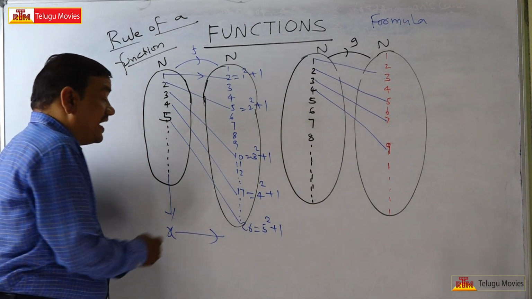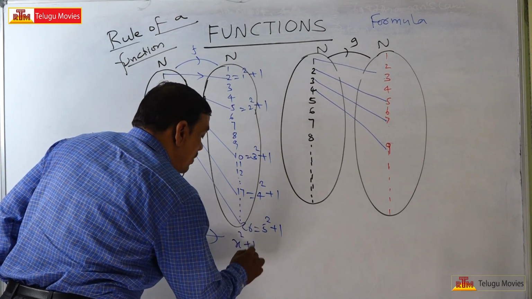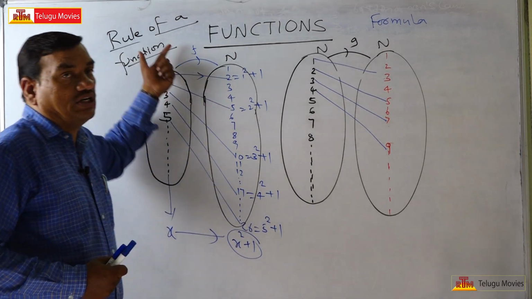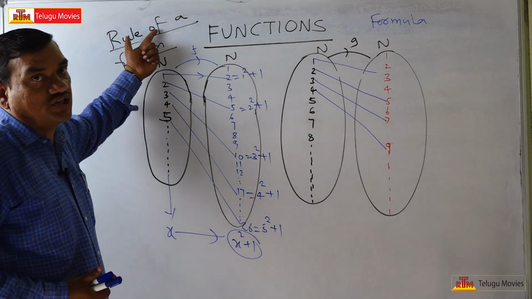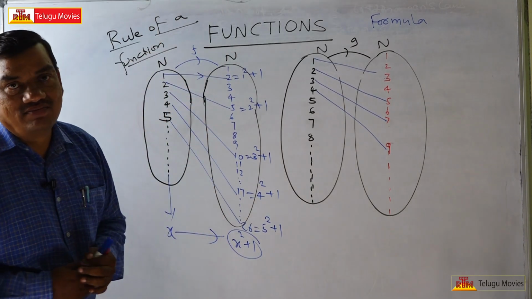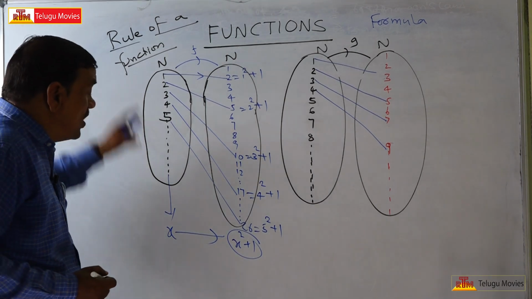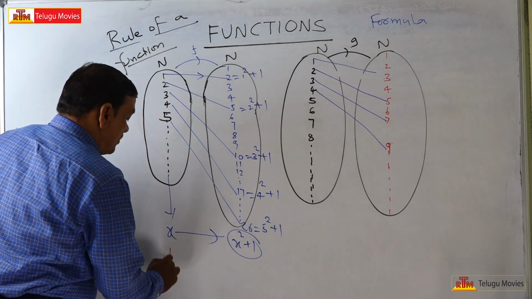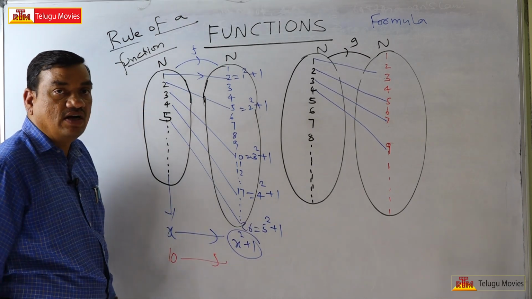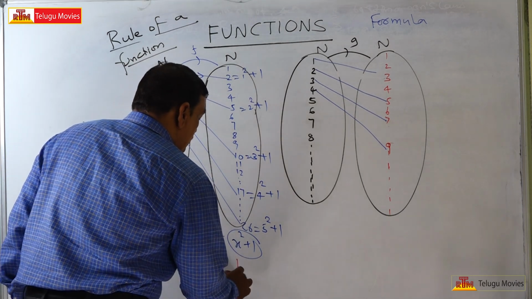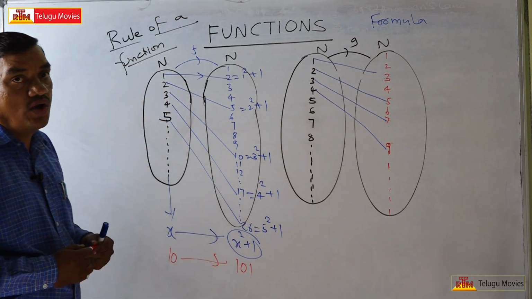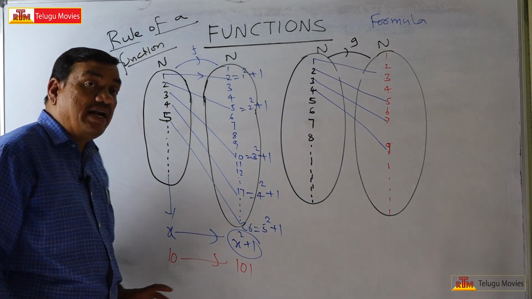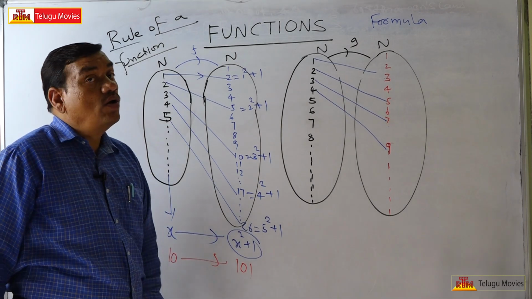If your element is x, then you are attaching it to x square plus 1. This is called the rule, formula, or condition of the function. For example, if you are given the number 10, what will be its image? It is 10 square plus 1, which is 101. According to this rule, you attach the number 10 to the number 101.